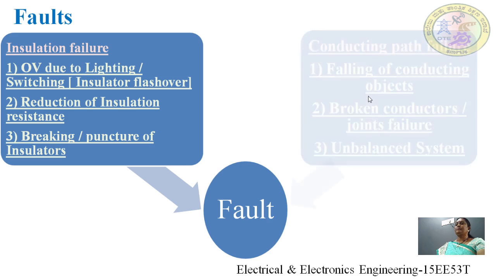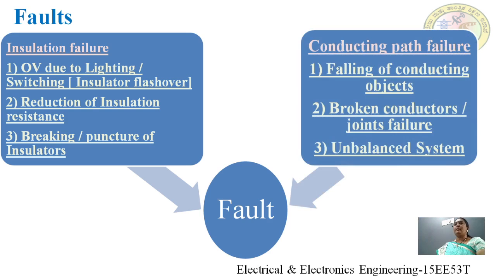Next, conduction path failure, that is due to the falling of a conducting object, a broken conductor, a joint failure or unbalanced current. This is mainly an alteration in the current of the power system. When a conducting object falls, for example tree branches in the rainy season on the transmission line or distribution line, that causes a fault.